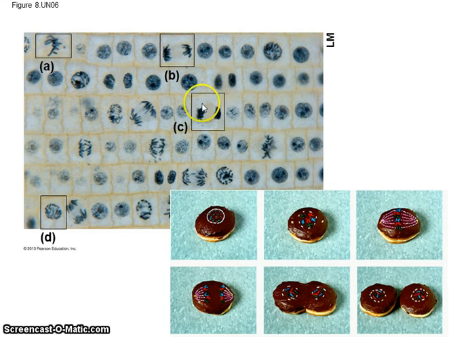And then C, that would be telophase. So we're starting to not be able to see individual chromosomes. They're going back into a circle. And that cell plate, the new cell wall, is forming here.